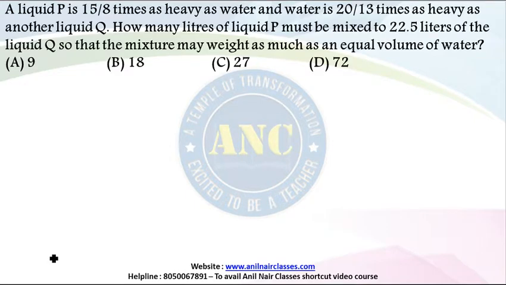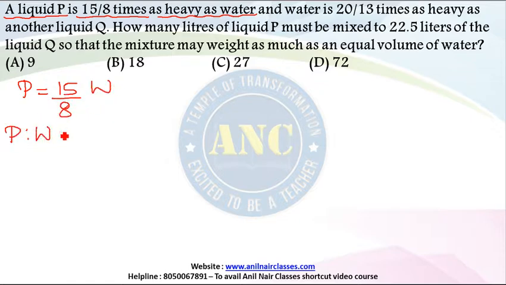Next question, another question for your better understanding, another question for your practice, which is exactly similar to my previous question. See the question, please. Your question is, a liquid P is 15 by 8 times as heavy as water. So P is 15 by 8 times as heavy as water. This can be written as P by W is 15 by 8. That means if I take P value as 15, then water value will be 8. That is the meaning of it.